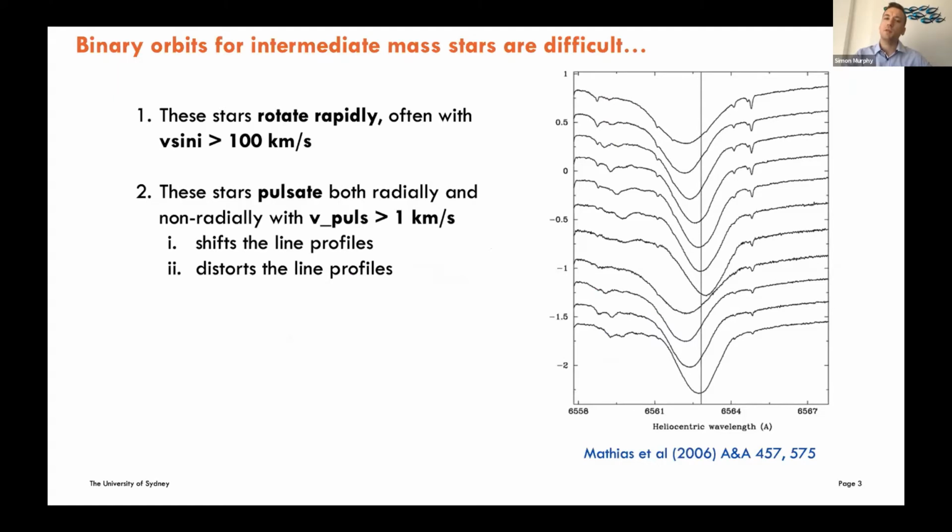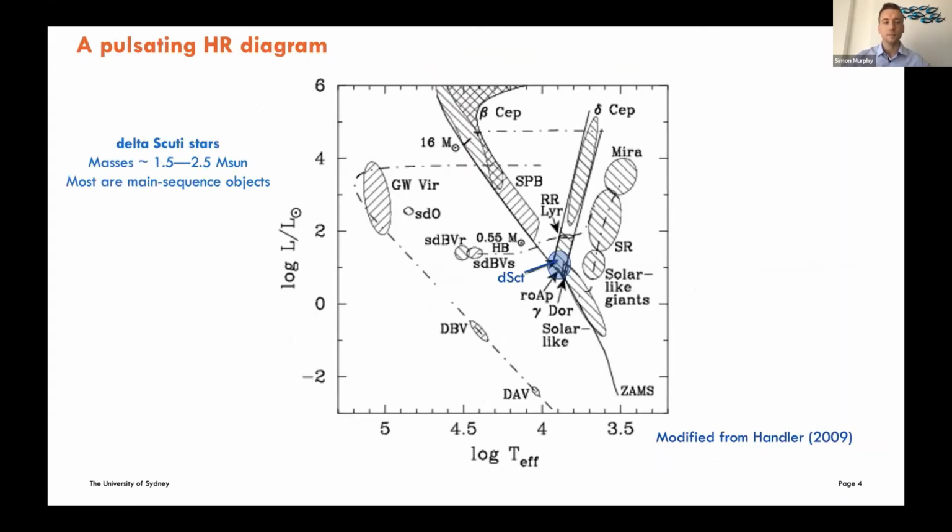But binary orbits for intermediate mass stars are difficult. These stars rotate rapidly, often with V sin i exceeding 100 kilometers per second, so the spectral lines are very broad. These stars also pulsate both radially and non-radially with pulsation velocities exceeding 1 kilometer per second. This has two effects: it shifts the line profiles, and it also distorts the shape of the line profiles. All of these things make radial velocities difficult to determine for intermediate mass stars.